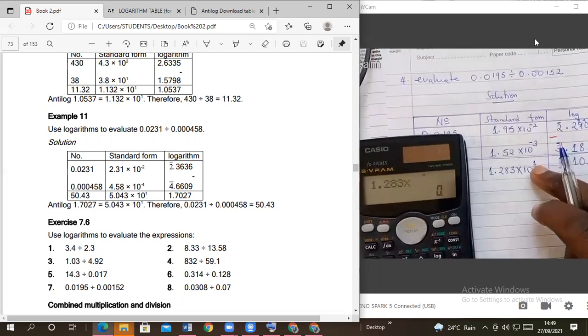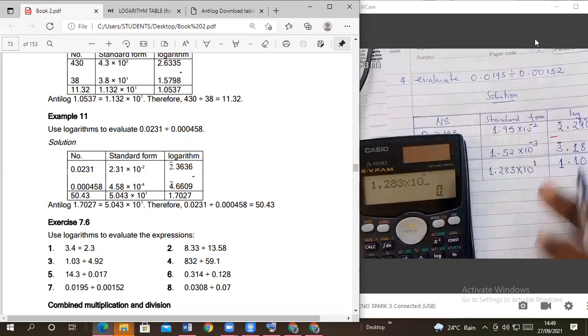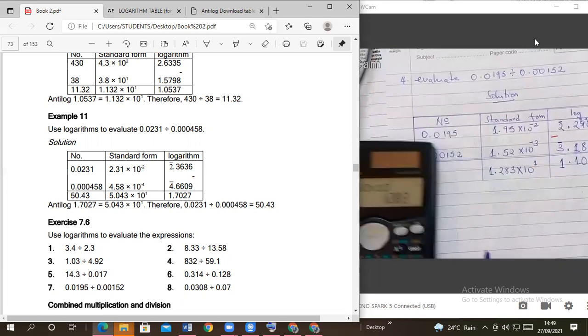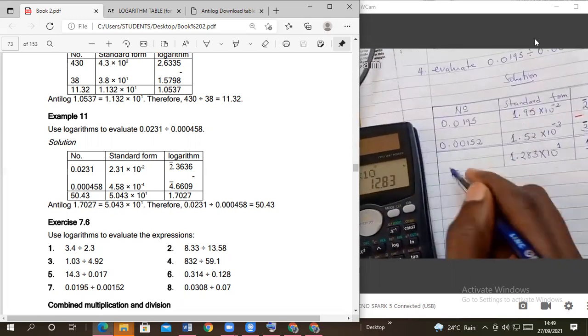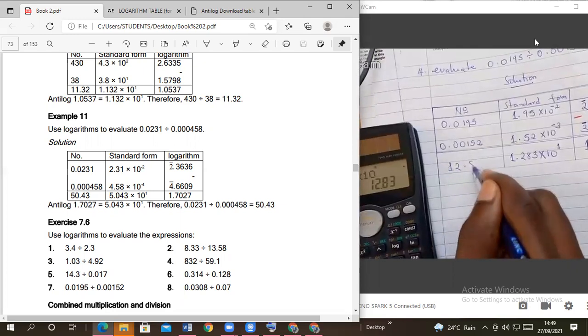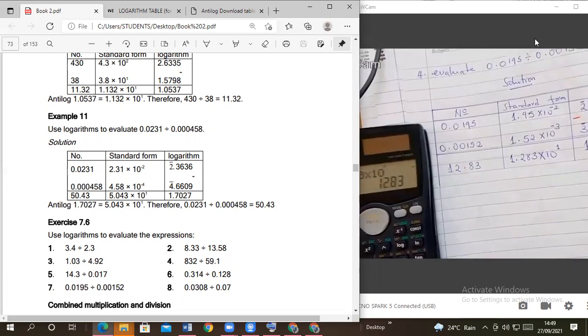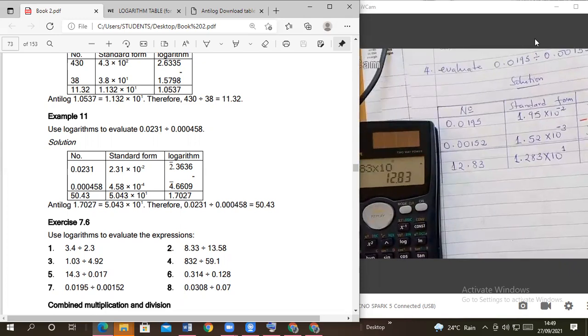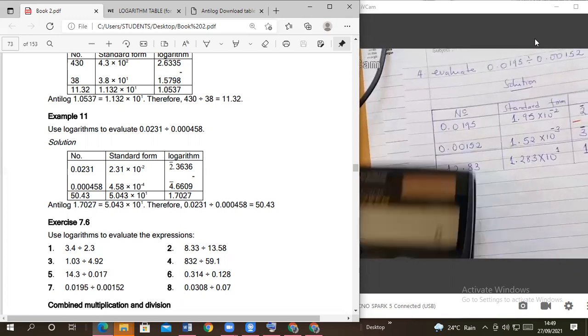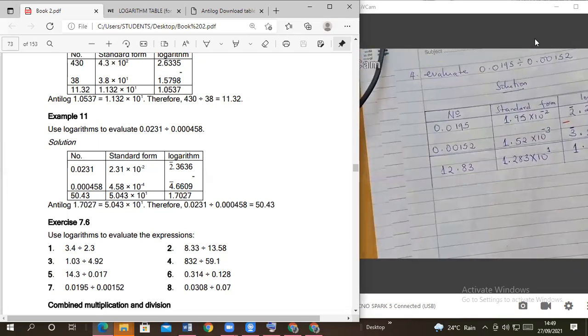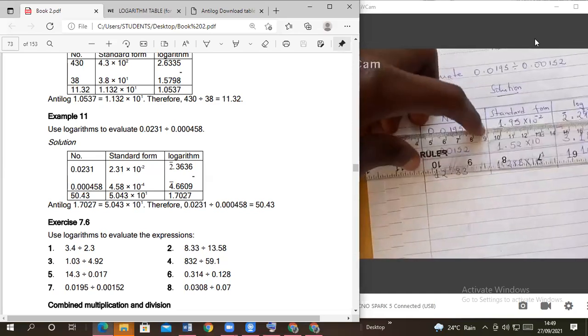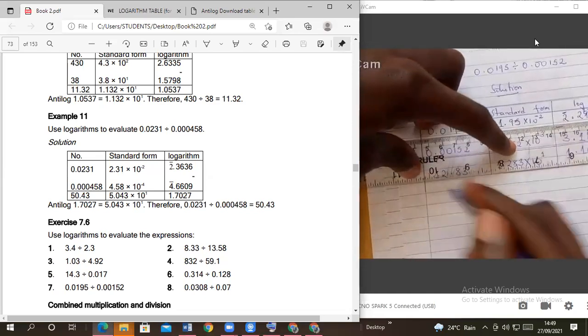So which means I have times what? Times 10, which will give us 12.83. So can you close that table? Close that table.